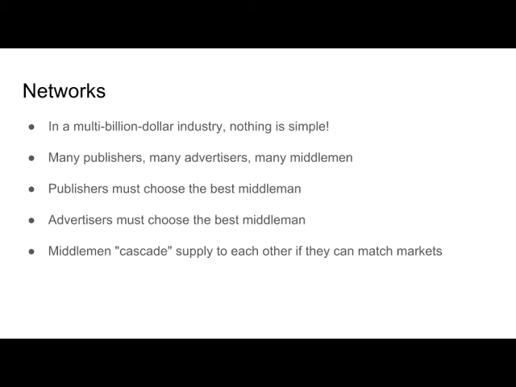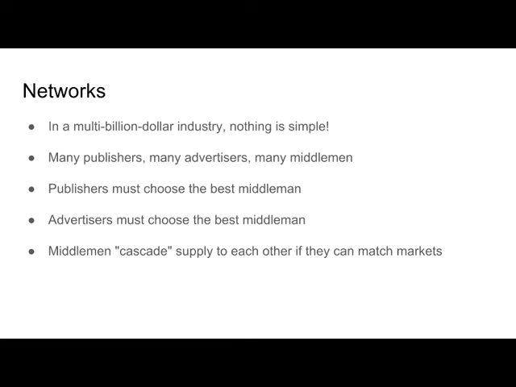And then, this is a social network class. Obviously, in a multi-billion-dollar industry, nothing is simple. There are lots of publishers, lots of advertisers, and obviously lots of middlemen, as I showed you. So there's not one exchange. It's not like the stock market. Actually, even the stock market, there's not one exchange. But in any case, for any given impression, you can get that kind of impression on multiple different exchanges.